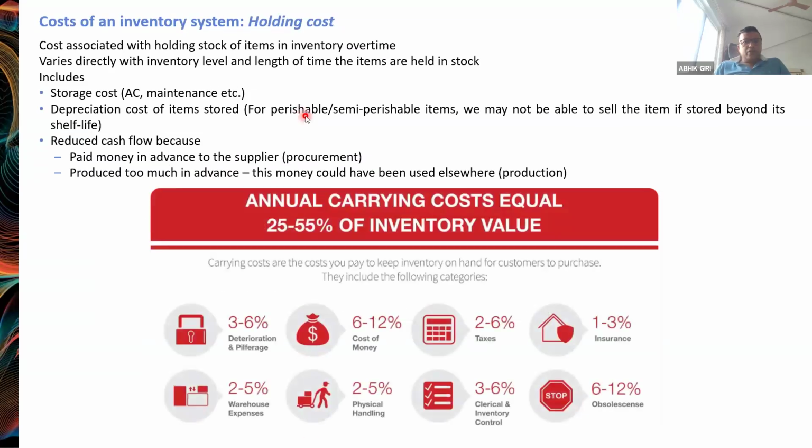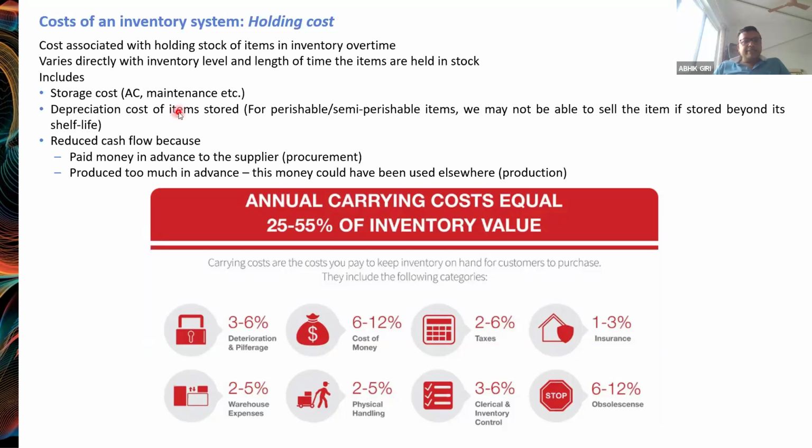Now coming to holding costs, meaning inventory holding costs. Some of the drawbacks we discussed in the last class. If you have too much inventory, then there would be storage cost, because you might require AC to store the material, or there might be some maintenance cost. Also, there might be depreciation cost, because for perishable or semi-perishable items, we may not be able to sell the item if it's stored beyond its shelf life.